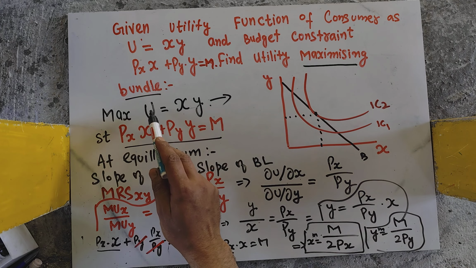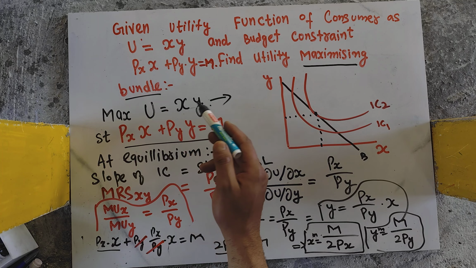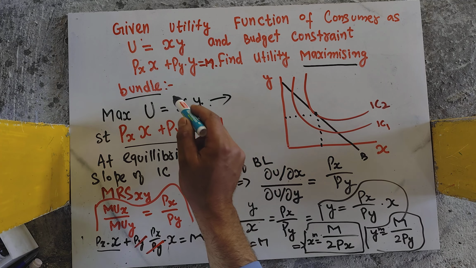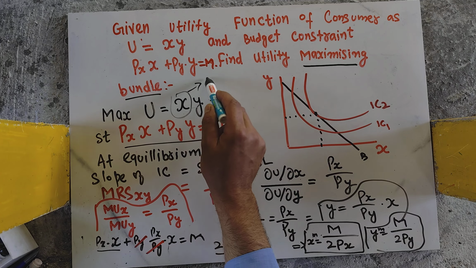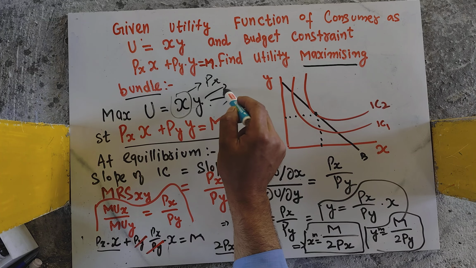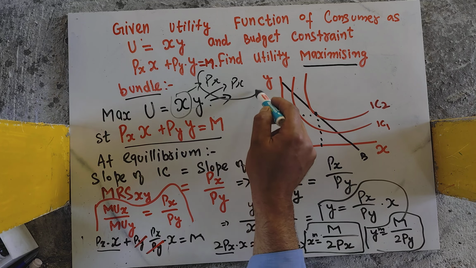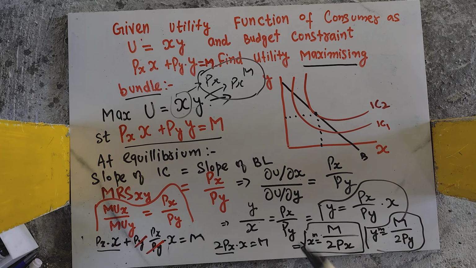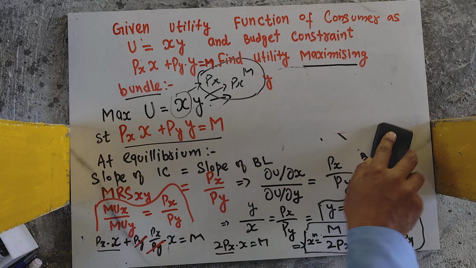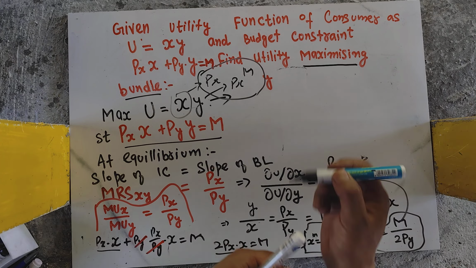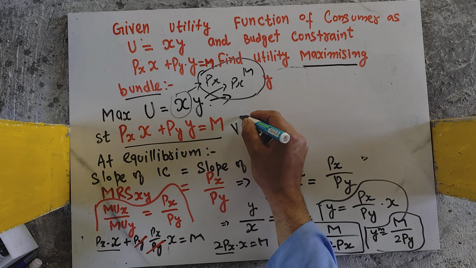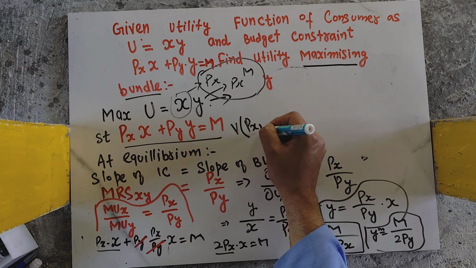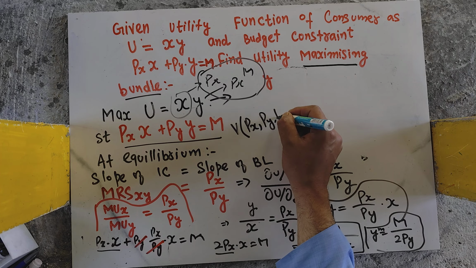Obviously, the consumer gets utility by consuming some good x and y, but to consume these goods he has to give some price and he should have some income also. That means indirectly utility is a function of income and prices. So how do we find out the indirect utility function? Let's denote it by v. It will be a function of price of good x, price of good y, and income of the consumer.